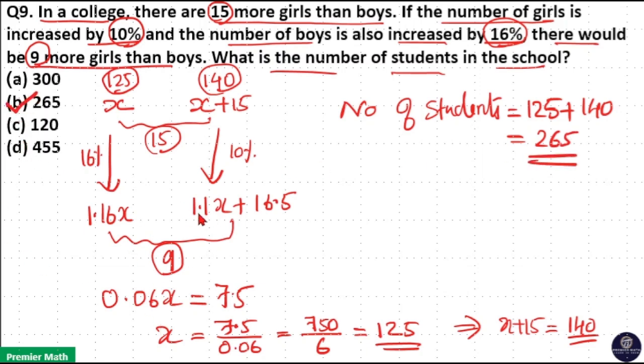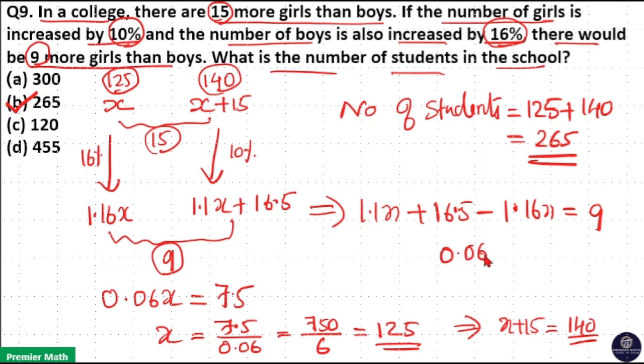If you have difficulties in taking the difference, just write it like this. That is 1.1x plus 16.5 minus 1.16x is equal to the difference 9. Now, here you can see 9 comes here, and 1.16x and 1.1x go to the RHS. That will become 0.06x is equal to 7.5.